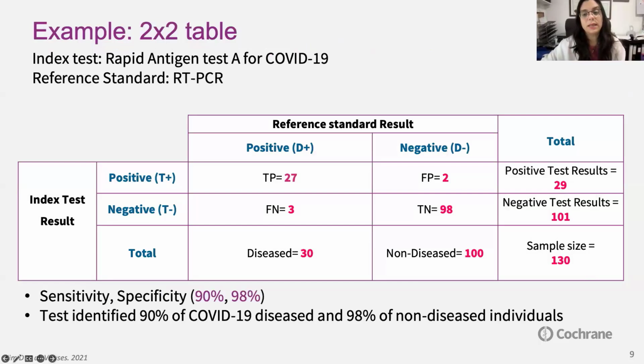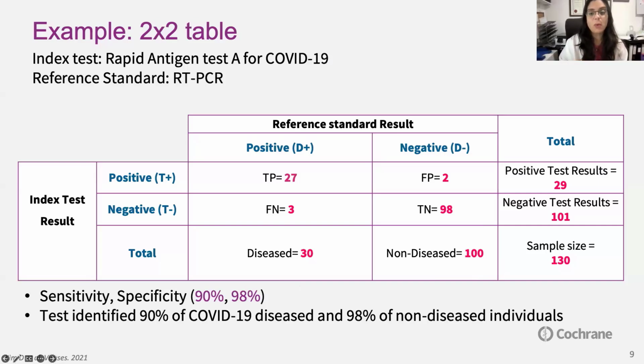Now, let us consider that in this example, we also have the 2-by-2 table where we have the true positives, false positives, false negatives, and true negative results. The total number of participants in this study is 130. And according to the reference standard, we can see that the truly positives are 30 individuals, and the truly negatives are 100 out of the 130 total individuals in this study.